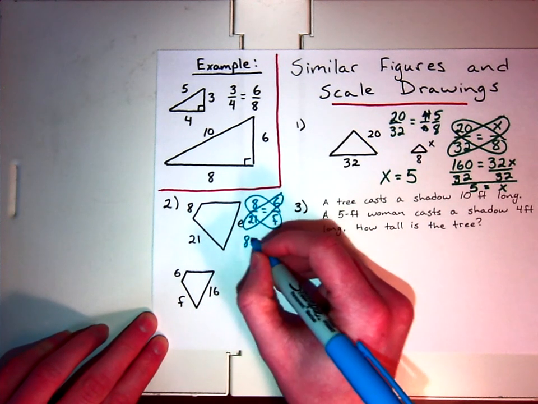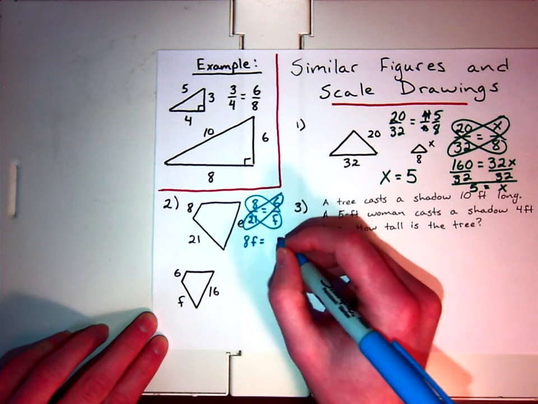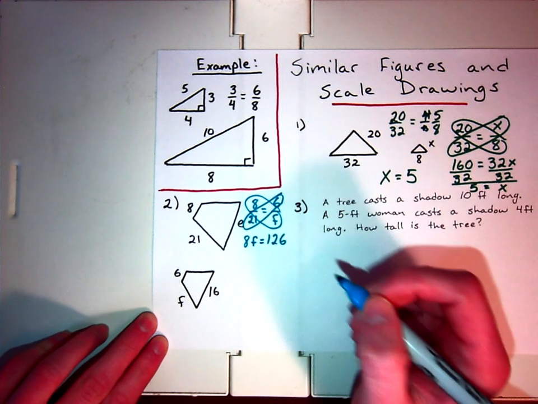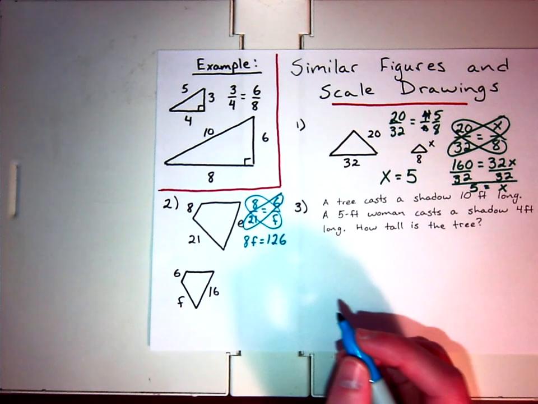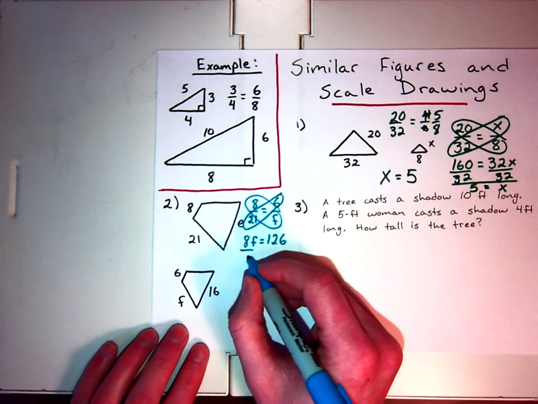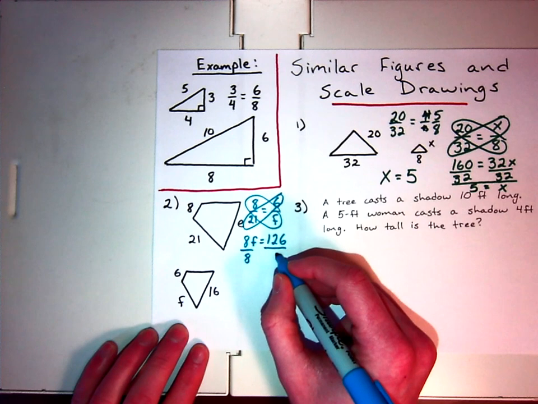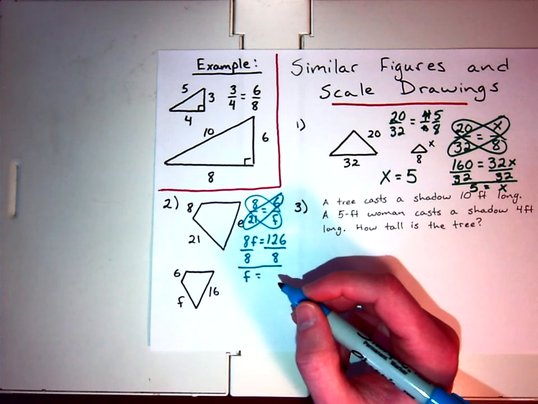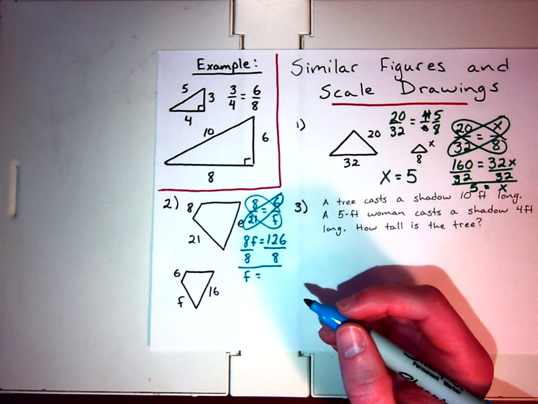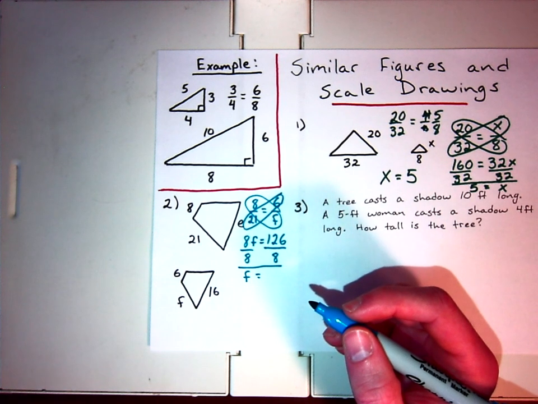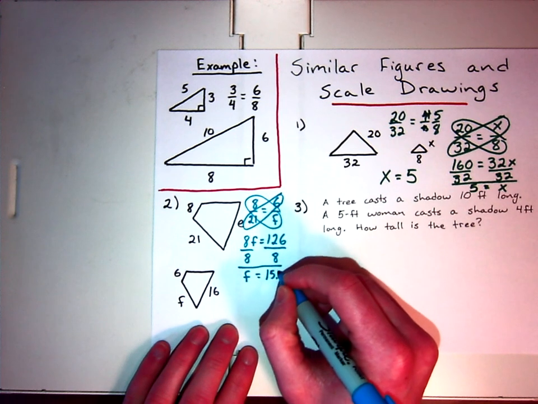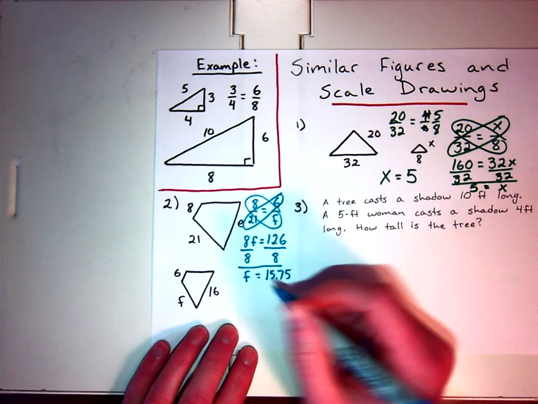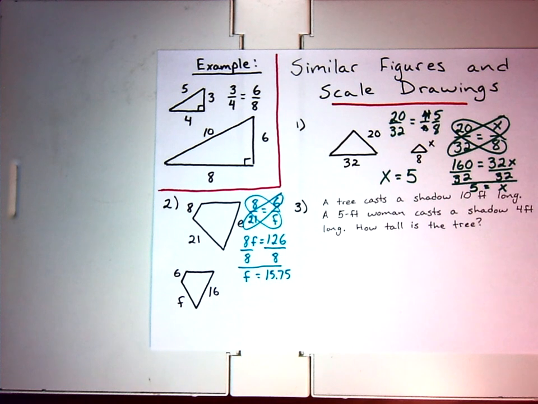and I get 8f, and that will equal 126. From there, I'm going to divide both sides by 8. I get f equals 126 divided by 8, which equals 15.75. So f equals 15.75. So I've discovered what f equals. I still need to find what e equals.